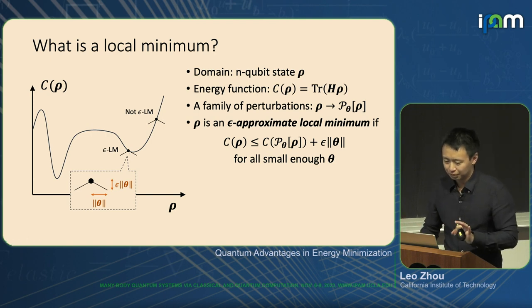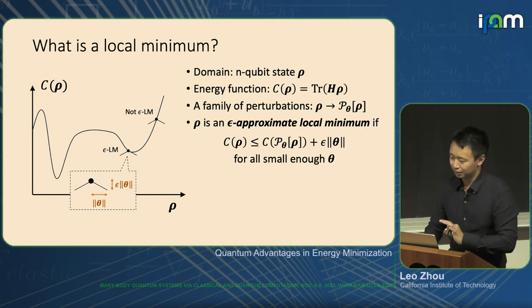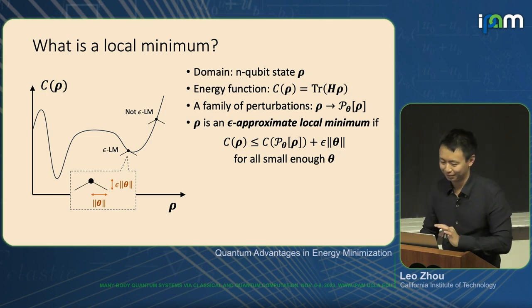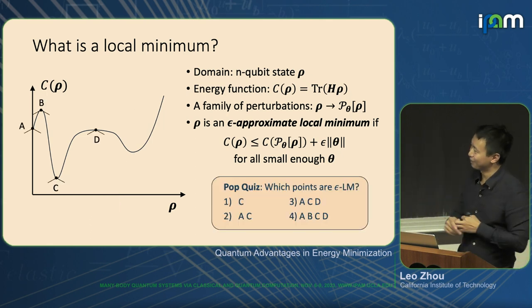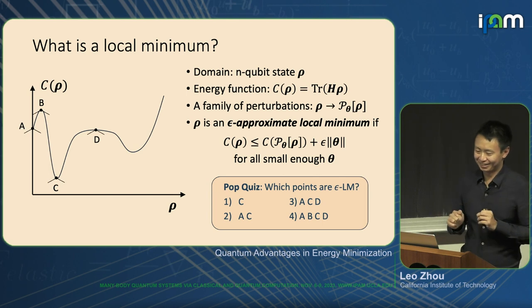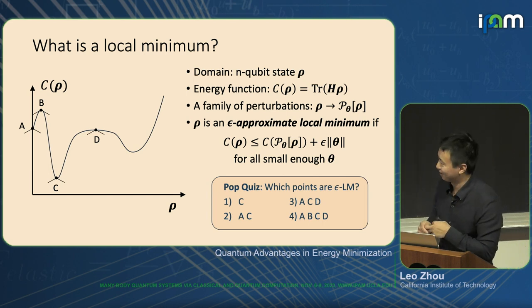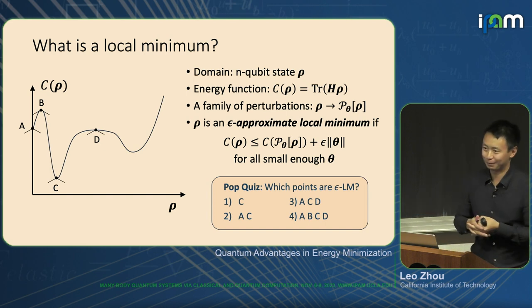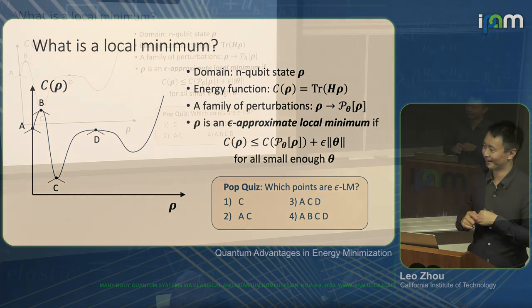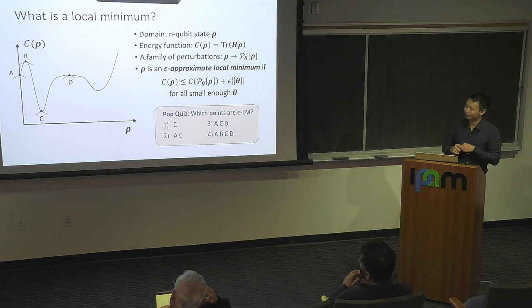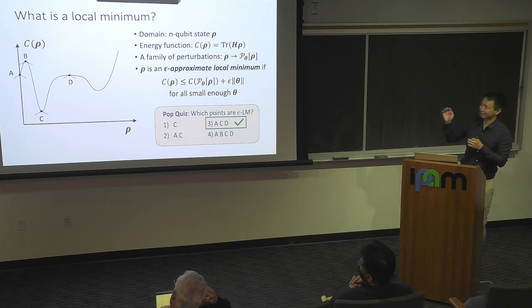So given this definition, I would like to make sure you guys are following it. I'm going to have a little pop quiz. Here are four points on this energy landscape. Which points are epsilon approximate local minima? It's a multiple choice question. Anyone? All of them? No, not B. Yeah, it's A, C, and D, not B.